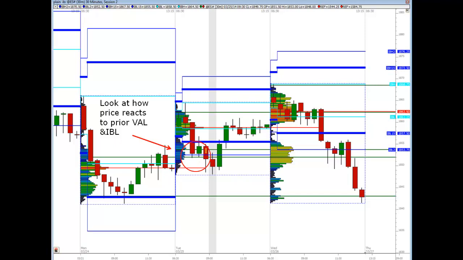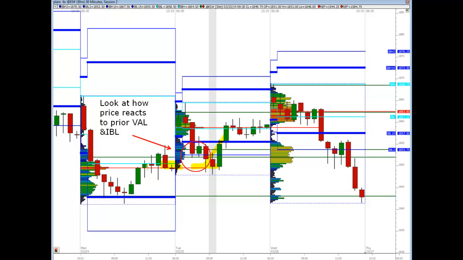So in this case, when we drop down here, we find that we have an initial balance low in tandem with a volume point of control. And look at how price reacted to that. It immediately found support. That's an important level. The two levels together begin to reinforce one another, and then we see a bounce off of that level, and prices tend to move a little bit higher.